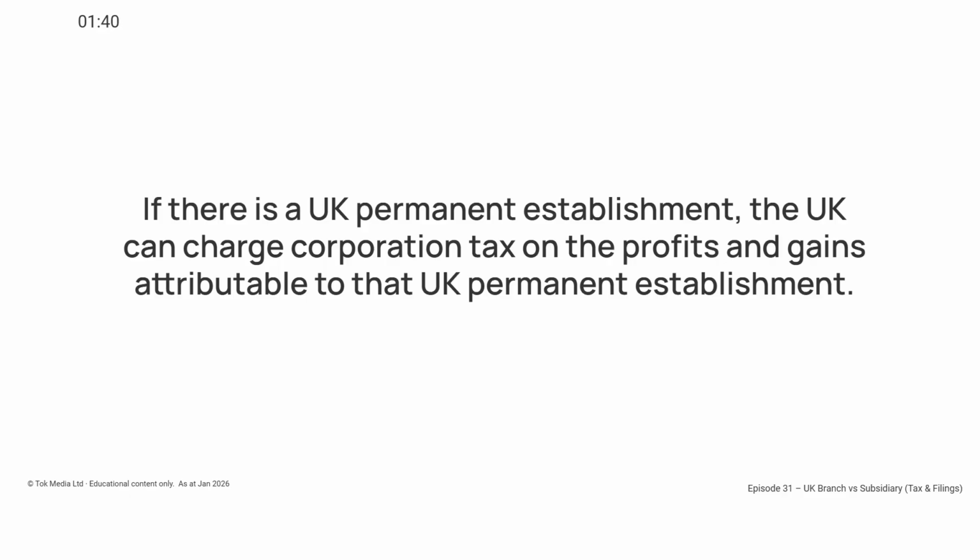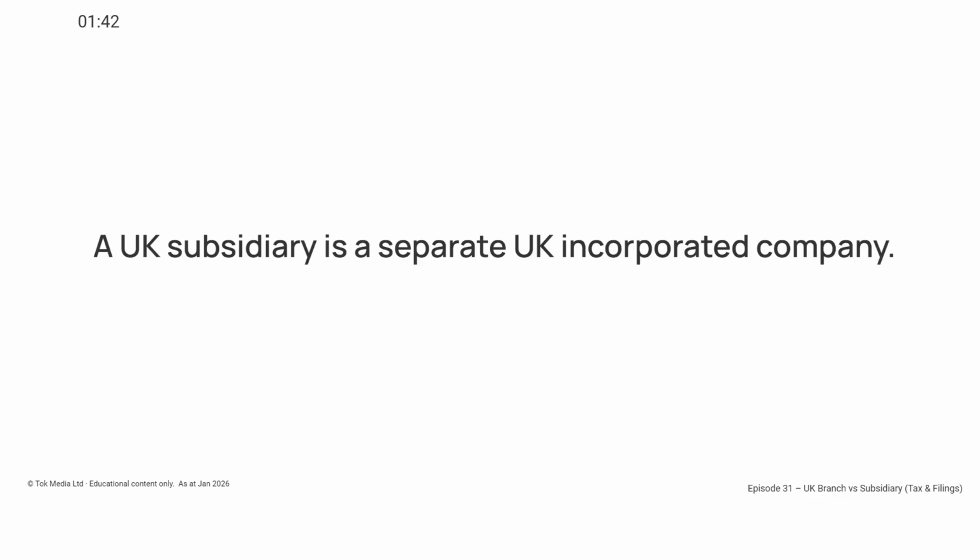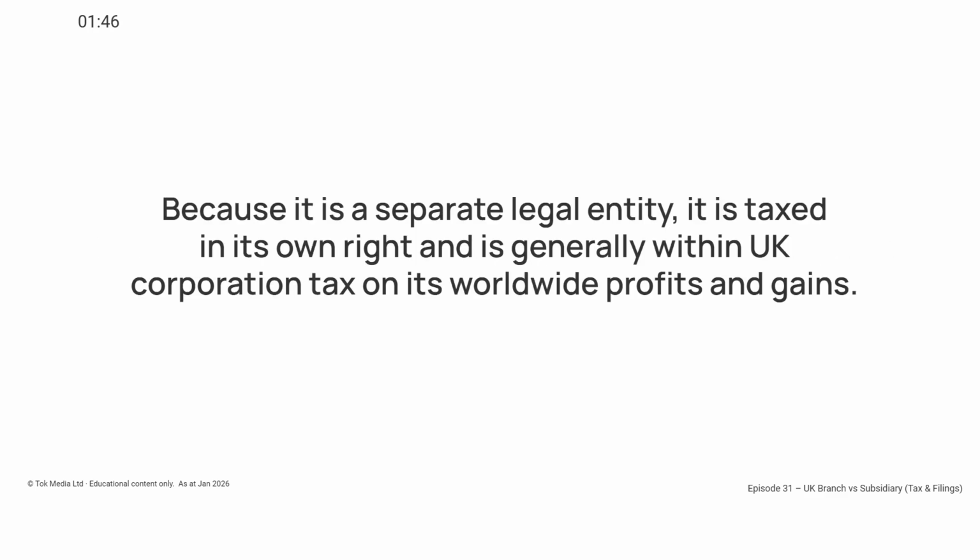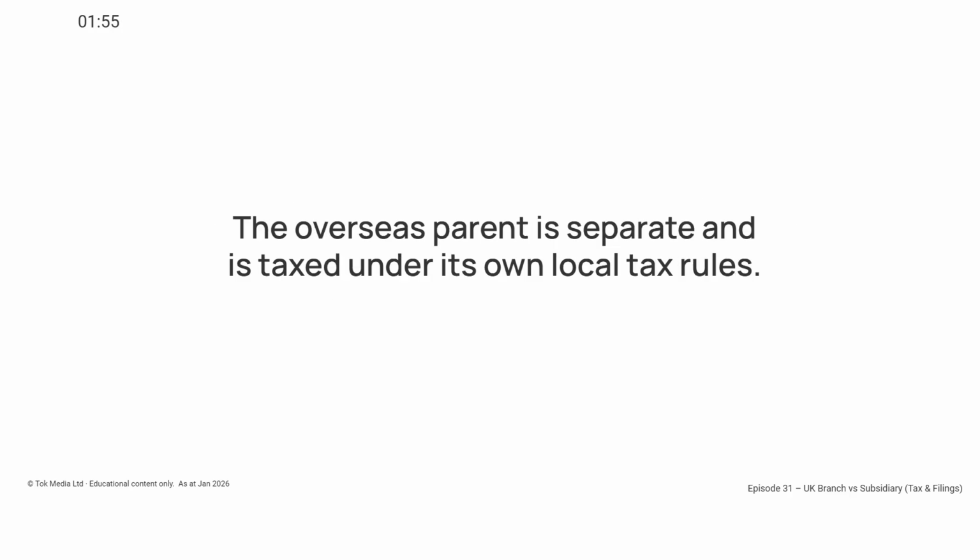that UK permanent establishment. A UK subsidiary is a separate UK incorporated company. Because it is a separate legal entity, it is taxed in its own right and is generally within UK corporation tax on its worldwide profits and gains. The overseas parent is separate and is taxed under its own local tax rules.